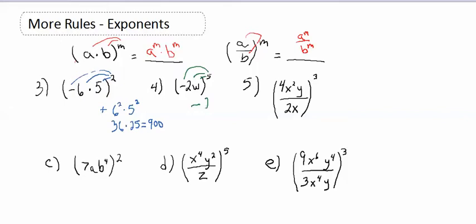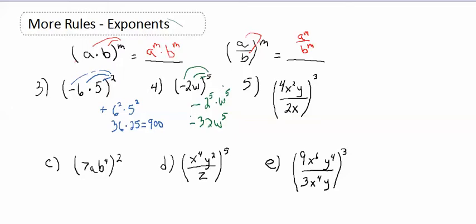And now I'm going to write 2 to the 5th power times w to the 5th power. Okay, and if I go through and do 2 times 2 is 4, times 2 is 8, times 2 is 16, times 2 is 32. So I've got negative 32 w to the 5th power.